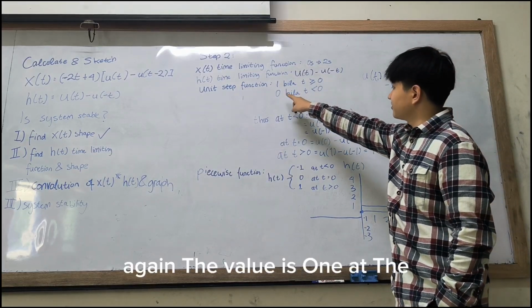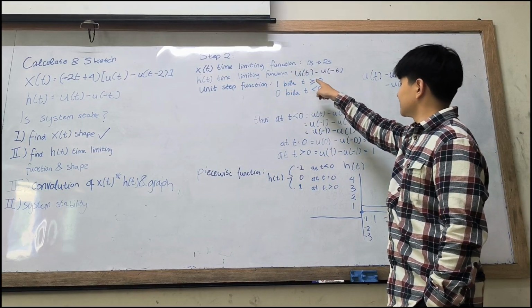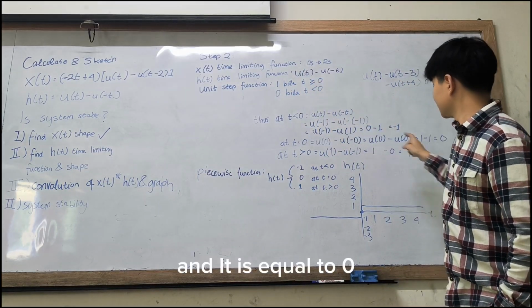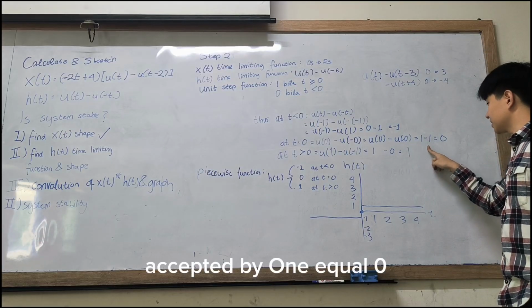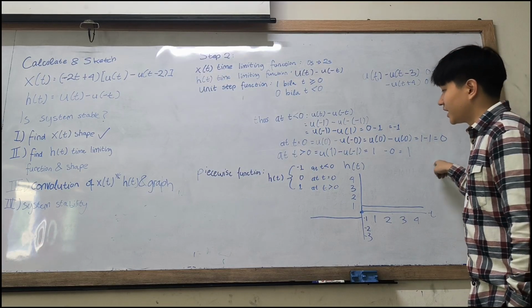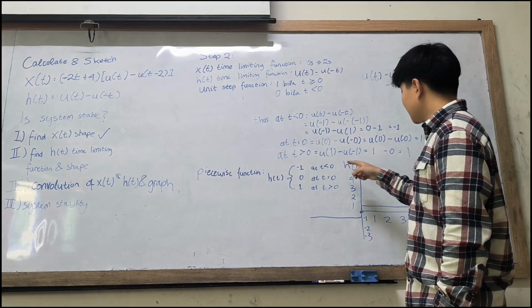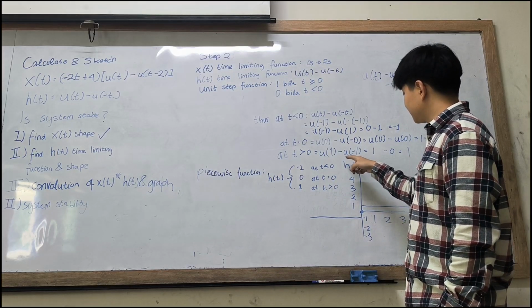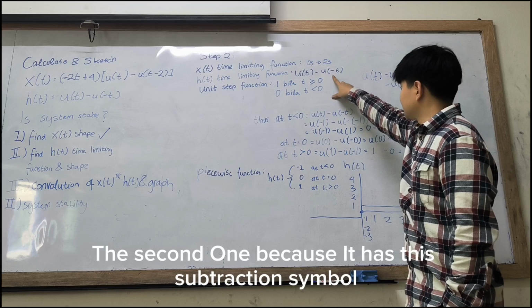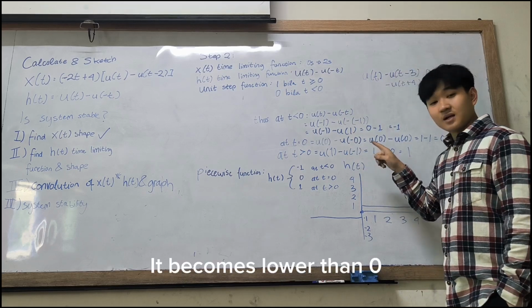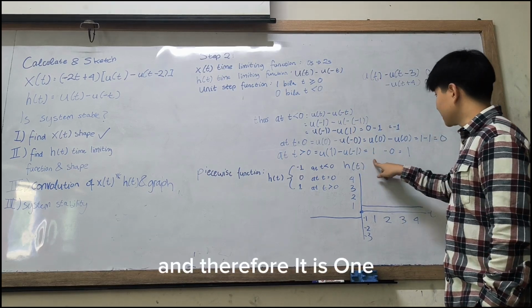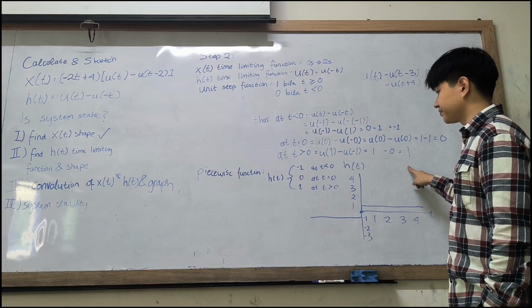Again, the value is 1 at t equal and greater than 0, and it is equal to 0. Therefore, it is 1 subtracted by 1 equals 0. And the last one is for t greater than 0. I chose the value 1. And as you can see, the second one, because it has this subtraction symbol, it becomes lower than 0. And therefore, it is 1 subtracted by 0 equals 1.